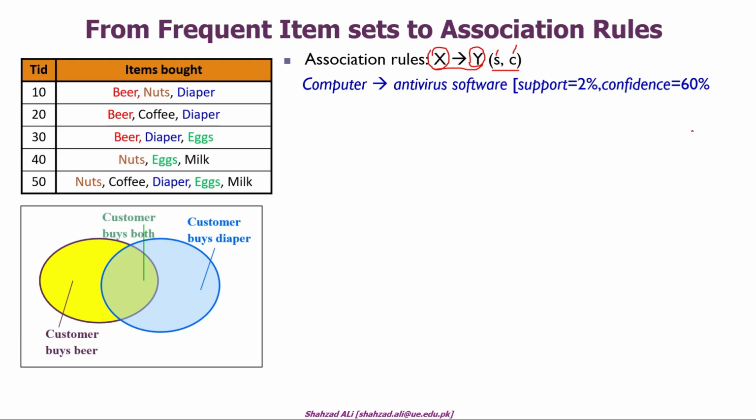However, the 60% of this rule confidence means that 60% of the customers who purchased a computer also bought the software.